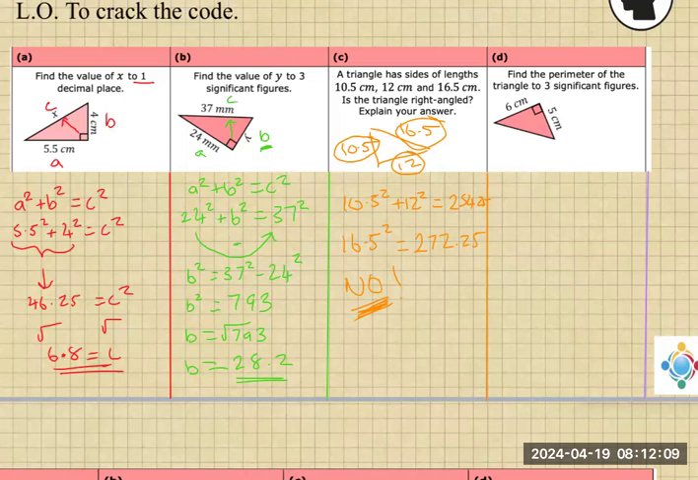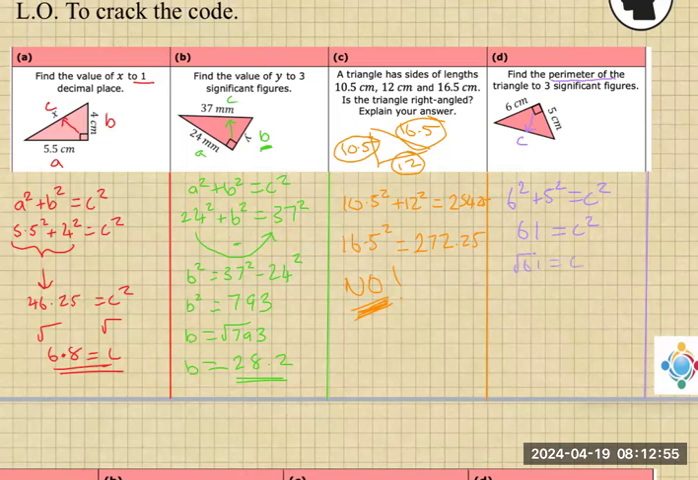Right, the last question. If you were asked this in an exam, it doesn't say use Pythagoras, you have to work it out yourself. It wants me to work out the perimeter of the triangle. So I know that perimeter means I'm going to add all the sides together. In this question, the only side I don't know right now is C. So I'll say, okay, I need to use Pythagoras to work out that short side. So 6 squared plus 5 squared is C squared.